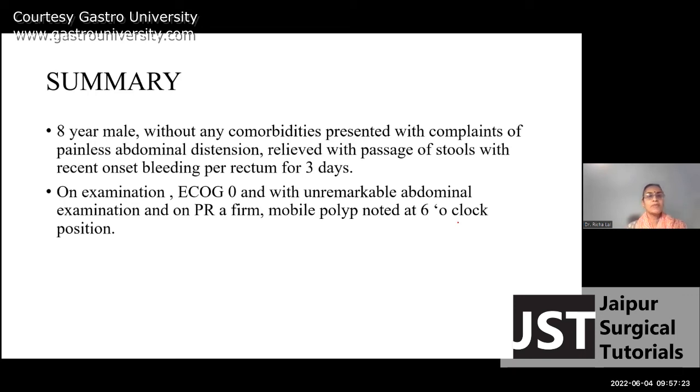So actually, you're talking of lesions which are around the rectum: polyps, hemorrhoids, solitary rectal ulcer syndrome, and vascular malformations. So that is the way we would look at it. Okay, ma'am. Okay, let's look at the colonoscopy report. Yes, sir.